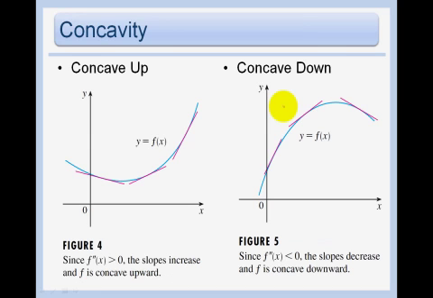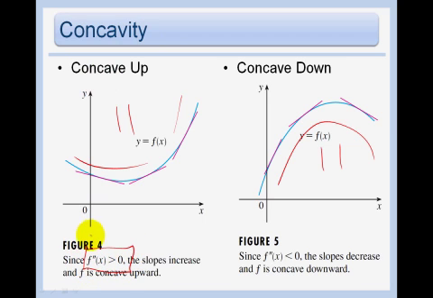Concavity, I like to think of concavity as our happy functions and our unhappy functions, so you will hear me referencing a happy function as a concave up function. It's feeling happy, it's feeling up, it's feeling concave up. So another way of saying this is if f double prime is greater than 0, then we have a concave up function. Our function is concave up.